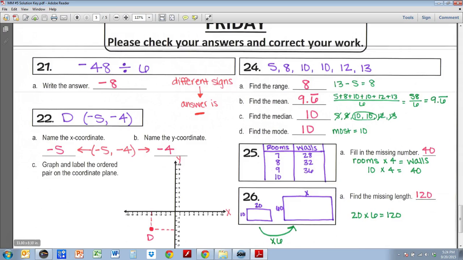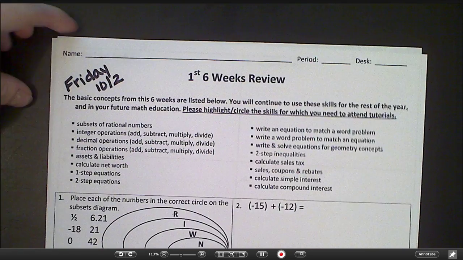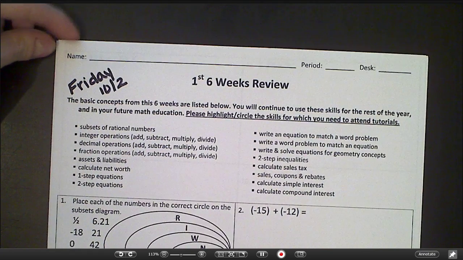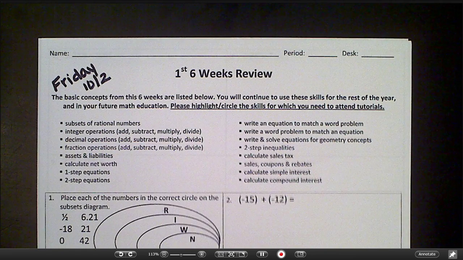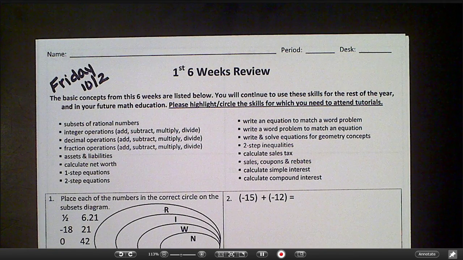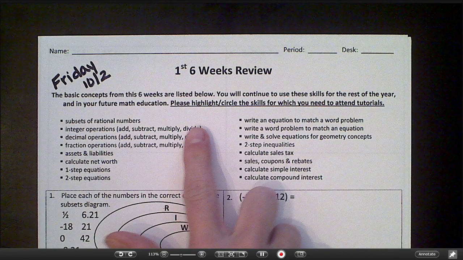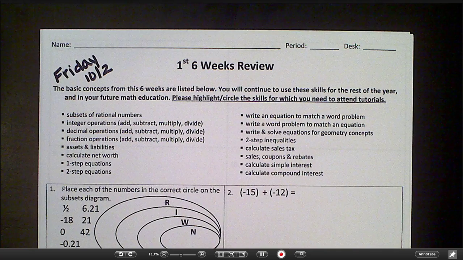Okay, so Mountain Math, go ahead and put that away. Let's go ahead. I want you to have this first 6 weeks review out. Yay, you made it to the end of the first 6 weeks. Good job. It's Friday, October 2nd. And this is kind of just to sum up here. This is going to tell you all of these concepts you guys have learned over the last 6 weeks, which is awesome.